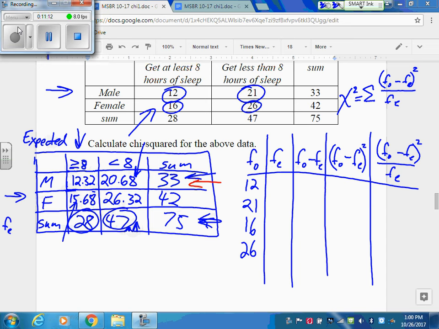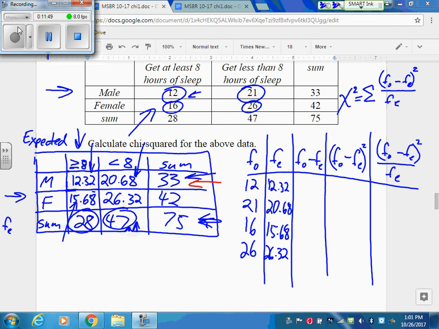So just like I read a book, I'm going left to right, top to bottom. Now I'm going to do the same thing, but I'm going to do the expected values. Again, I don't care about the sums. I only care about those ones with the decimals that we calculated. So I'm going to have the expected value that corresponds to this 12 up here, but now it's this 12.32 down here. And then for the expected value that corresponds with my original 21, it was 20.68. And then I had the next row, which was 15.68. And finally, 26.32.